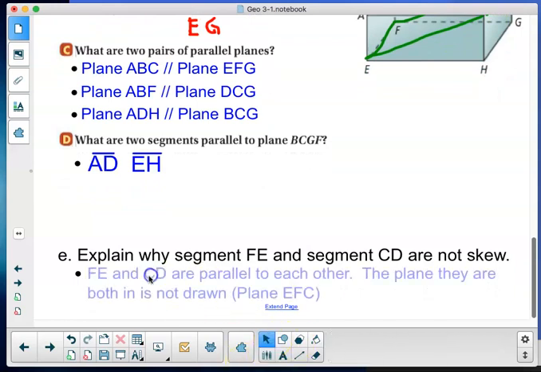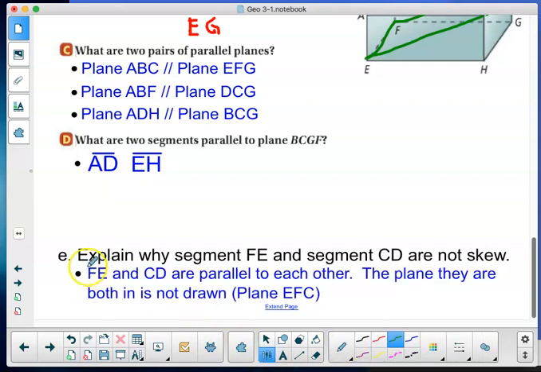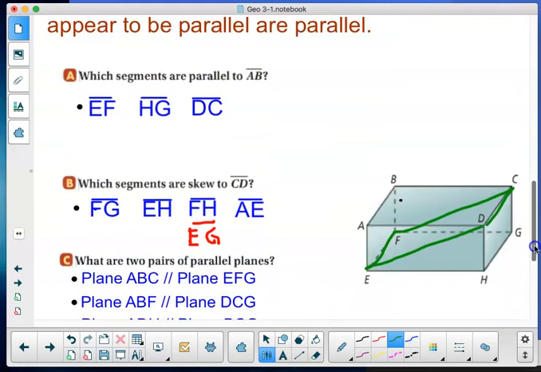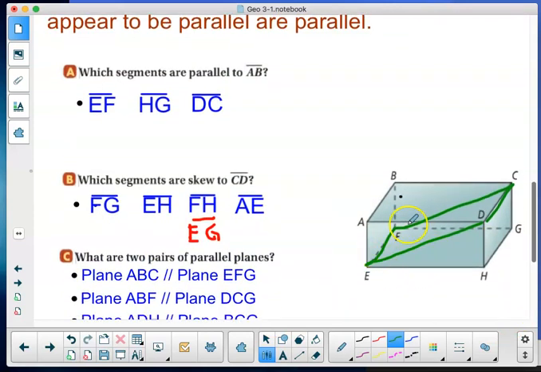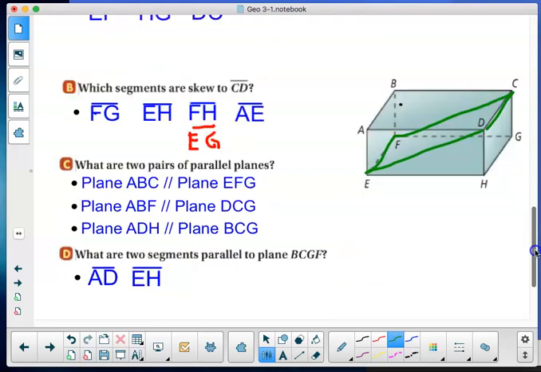So what would we write? Segment FE, there should be a segment there. So we should have a segment over the top. Segment FE and segment CD are parallel to each other. The plane they are both in is not drawn, so we drew that in, plane EFC. Okay, so I drew an EFC. Now, moving on.